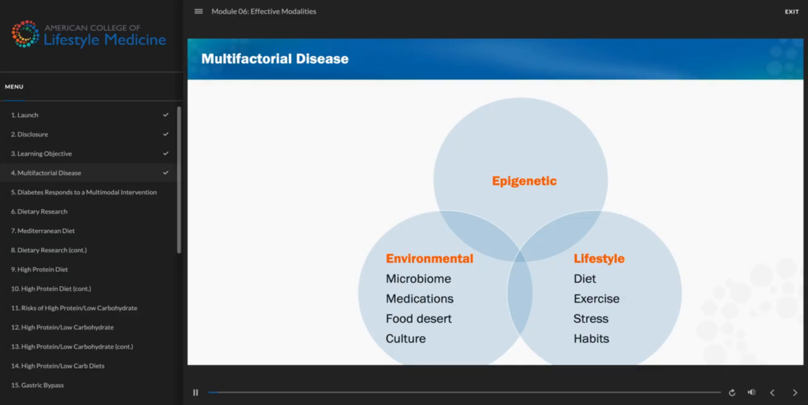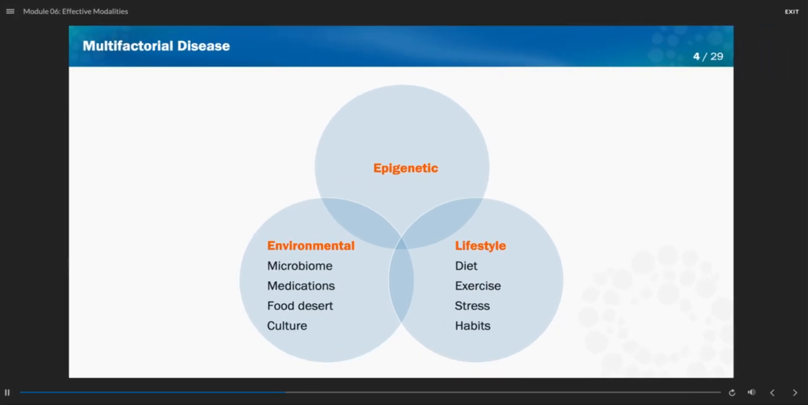I think it's really important at the outset in discussing some of the modalities that will be included in this program to take a step back and understand that type 2 diabetes is really a multifactorial disease. There's an epigenetic component, this inheritable component that's a part of the epigenome that we get from our grandparents and our parents, but it's really the environmental component and the lifestyle choices that have an unraveling effect on our epigenome, exposing those susceptibilities and leading to the manifestation of type 2 diabetes and insulin resistance.